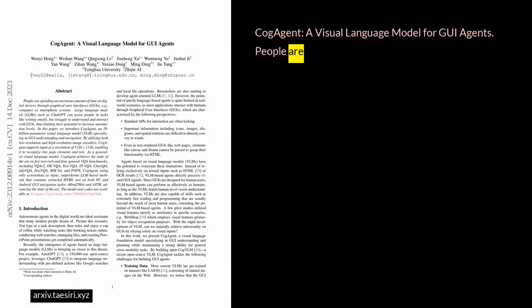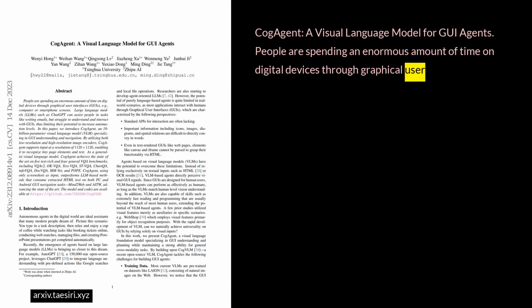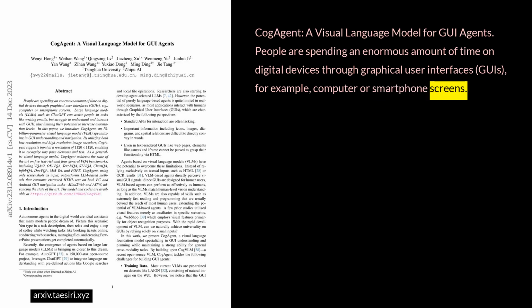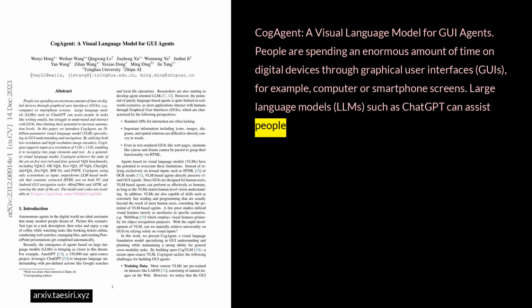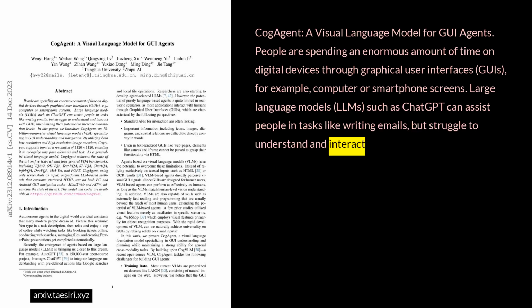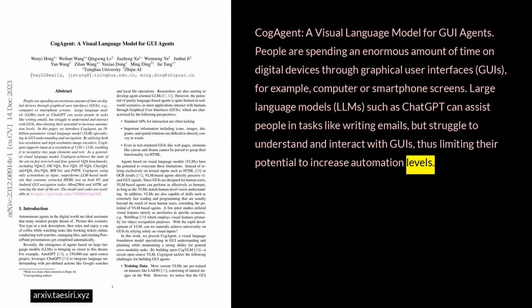context. CogAgent, a visual language model for GUI agents. People are spending an enormous amount of time on digital devices through graphical user interfaces, GUIs, for example, computer or smartphone screens. Large language models, LLMs, such as ChatGPT, can assist people in tasks like writing emails, but struggle to understand and interact with GUIs, thus limiting their potential to increase automation levels.